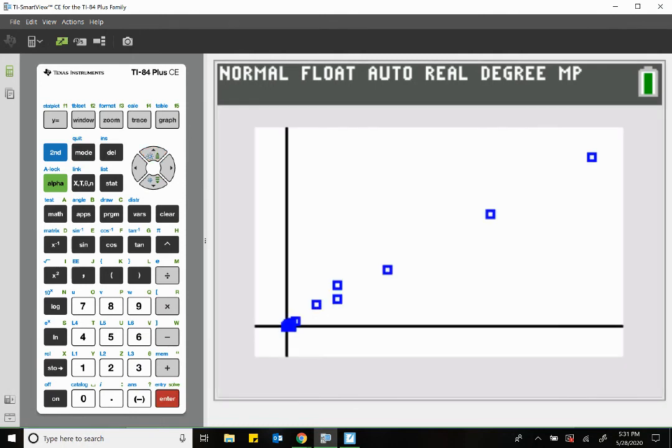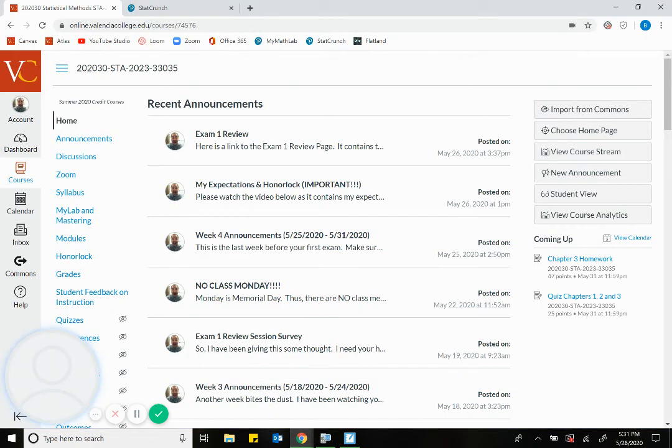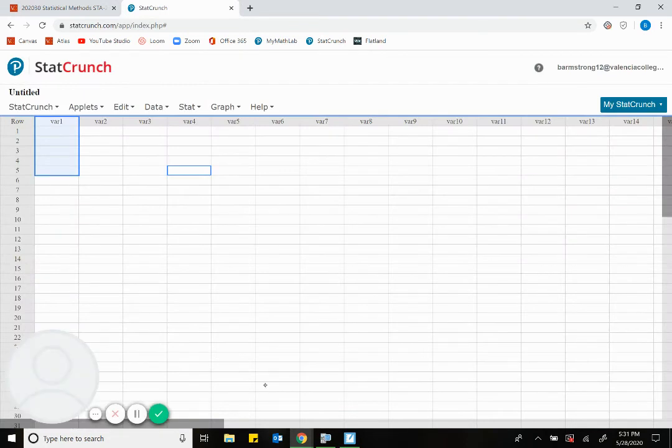So here's what it looks like. Again, that's really, really ugly. But it's good enough to help us answer the question that it's asking. All right, but I want to go into StatCrunch and put that information in. So yes, I have to put that information in again. So we're going to call this one sent, and this one received.